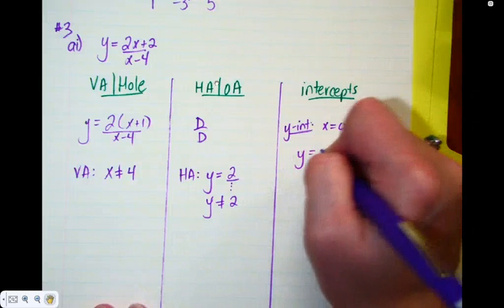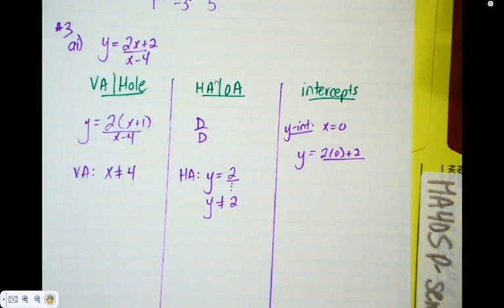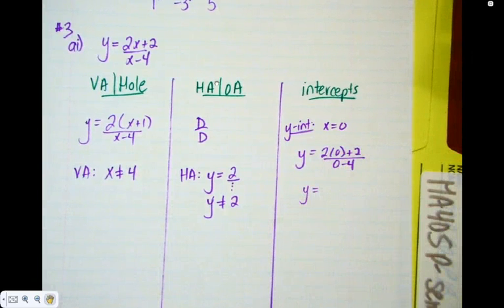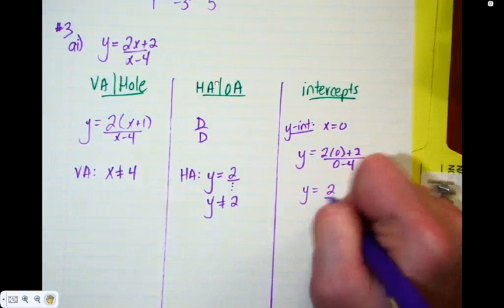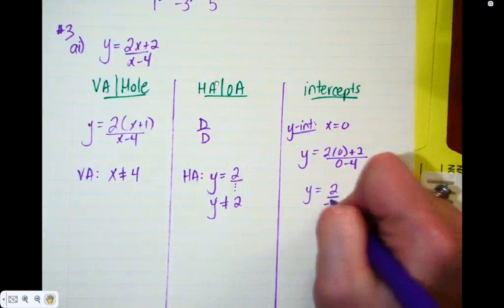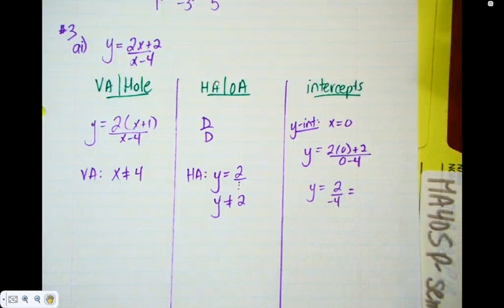So keeping y, I'm going to put 2 times 0 plus 2 on the top, and on the bottom is 0 minus 4. Two times 0 plus 2, so I have 2 on the top, 0 minus 4 on the bottom. Can we reduce or simplify? Yes.